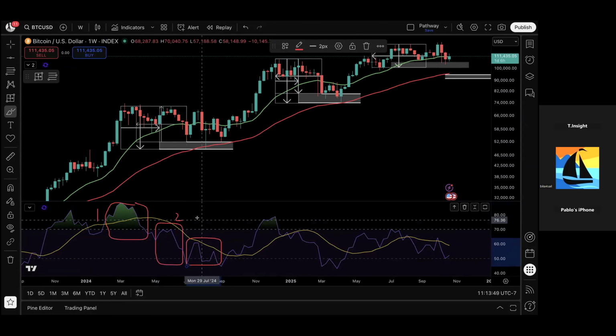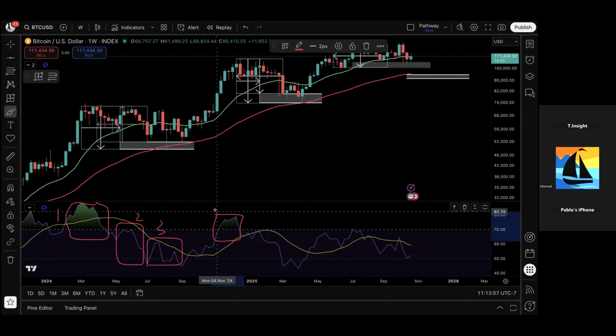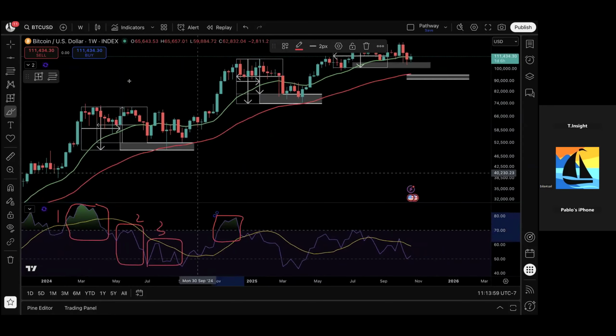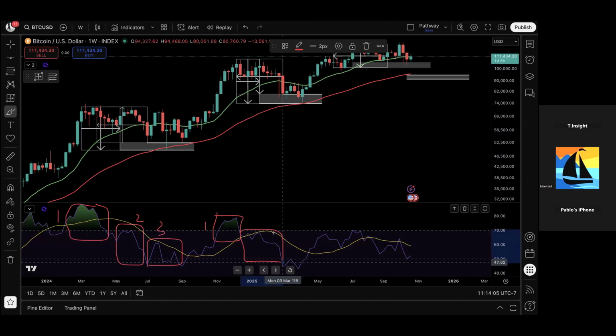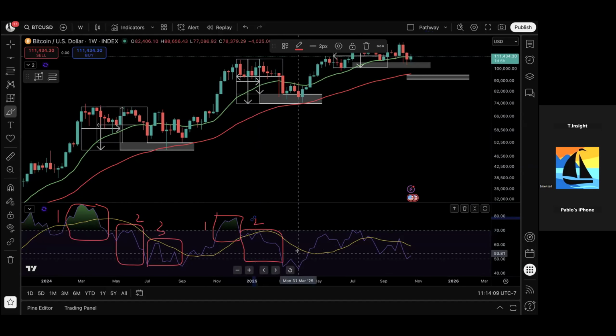We move over to the right. We have this first structure here, which is 1. The second structure here, which is 2. Sorry, it's pretty hard to write here. And then this is 3, of course.